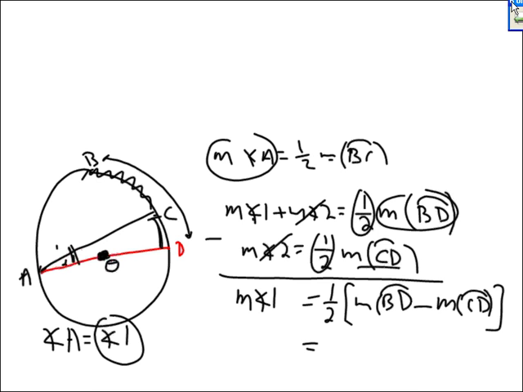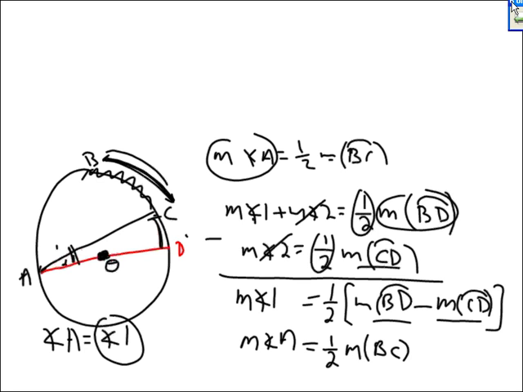Okay, well, BD is right here. Measure of arc BD. Well, if I take away the measure of CD, if I just take away CD, what I'm left with is the measure of arc BC. So the measure of angle 1, which is A, is 1/2 the measure of the arc BC.